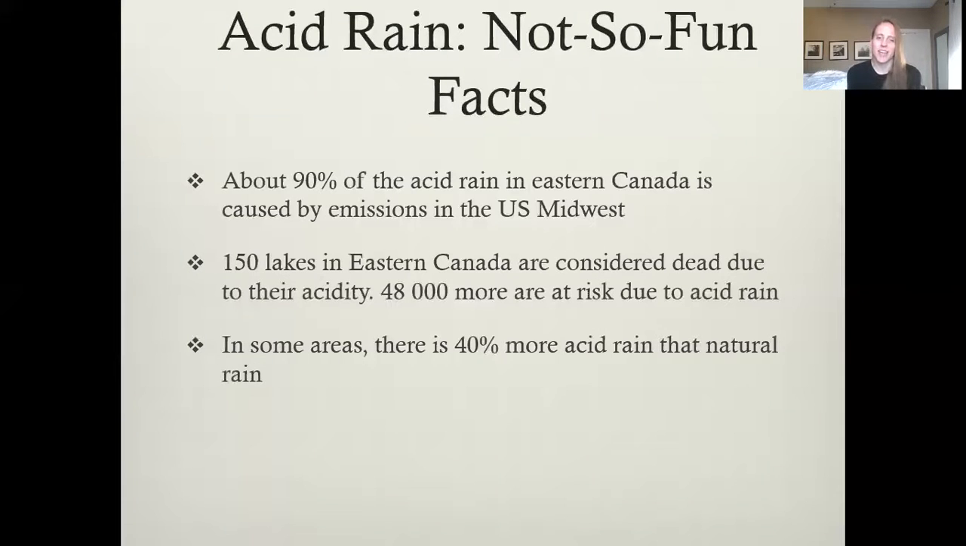150 lakes in Eastern Canada are considered dead because of their acidity, and 48,000 more are at risk due to acid rain. So once they're dead, they can no longer support aquatic life because the acidity is too high. So there would be no fish and no plants or anything like that. In some areas, there is actually 40% more acid rain than normal rain.